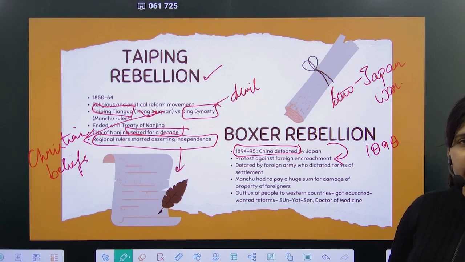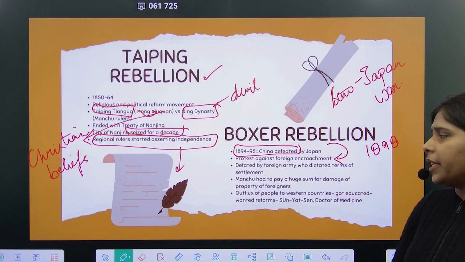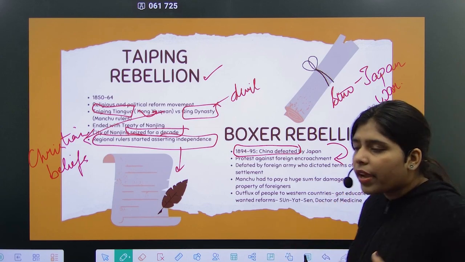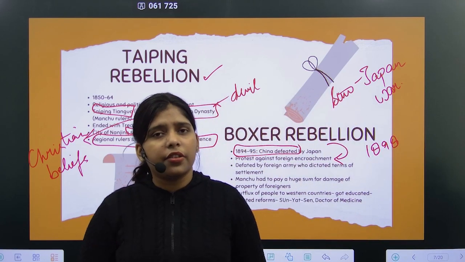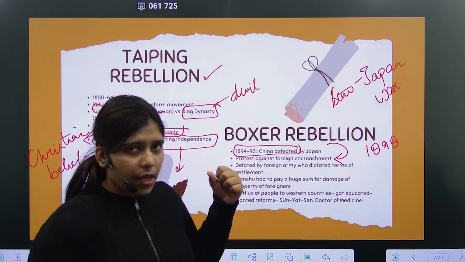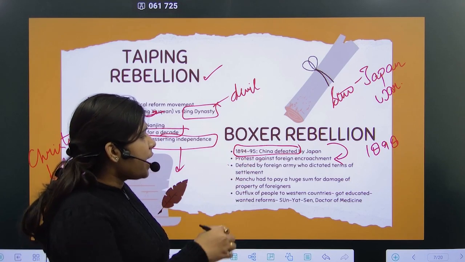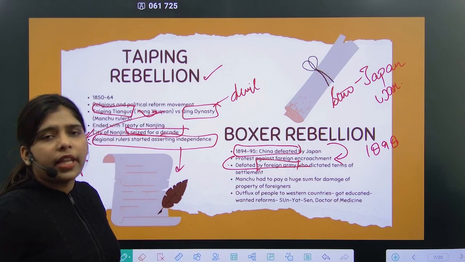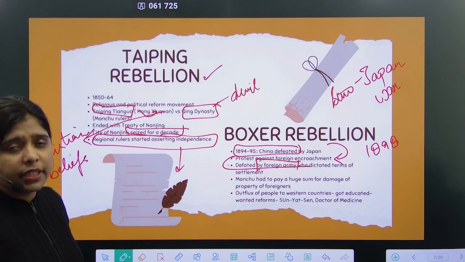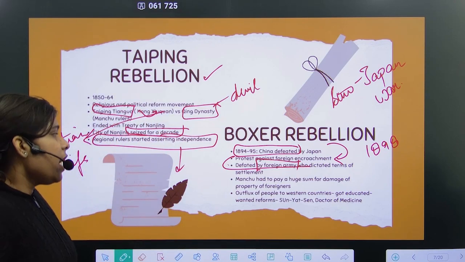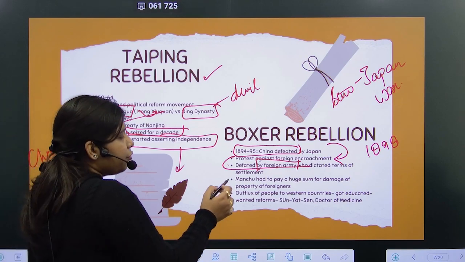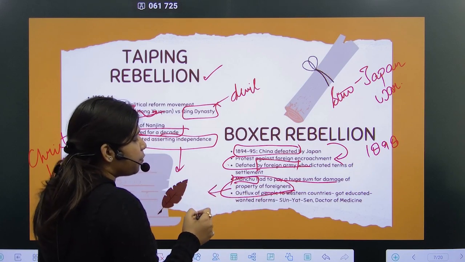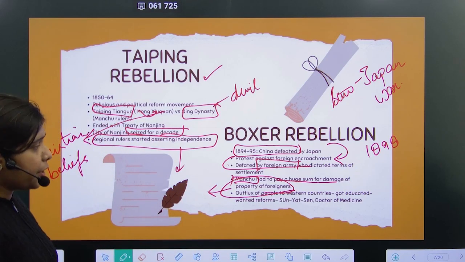So people were protesting against this foreign encroachment, okay? They were not enjoying how Japan had stepped into their country and was trying to take over the land. So protests started, but these protests were subdued by a foreign army, the Japanese army, who then dictated the terms of settlement after the rebellion. As a result, the Manchu rulers had to pay a huge sum for the damage caused to the property of the foreigners.